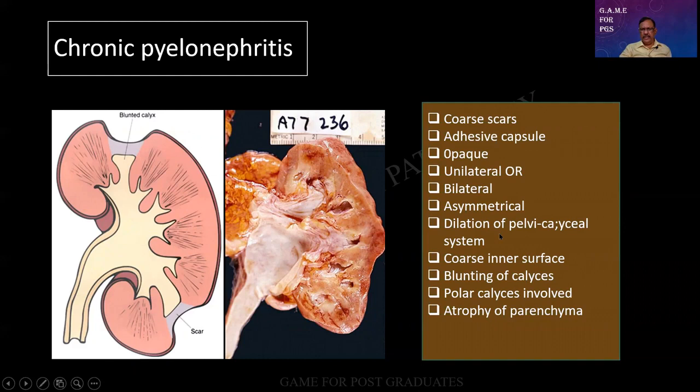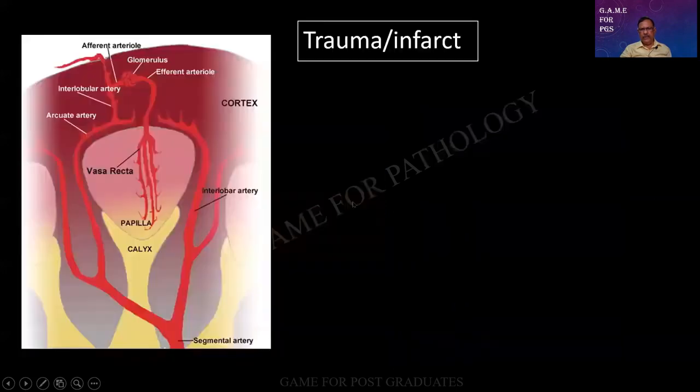Dilatation of the pelvic calyceal system. There's a coarse inner surface, blunting of the calyces, polar calyces are involved, and there is atrophy of the parenchyma at the corresponding regions. Be very strong and assertive when you people give a diagnosis. In this specimen, obviously it is not very healthy. There has been some damage that has been done. I find that there is a rounding of the calyces and there is a distension of the pelvis. Accordingly, there can be atrophy of the parenchyma adjoining the calyx.